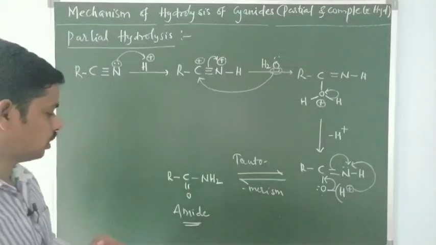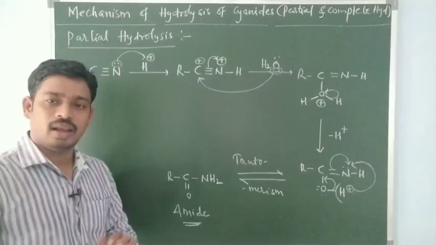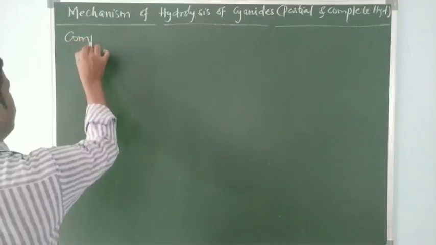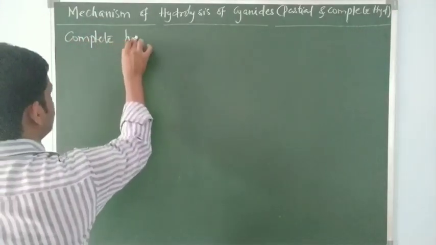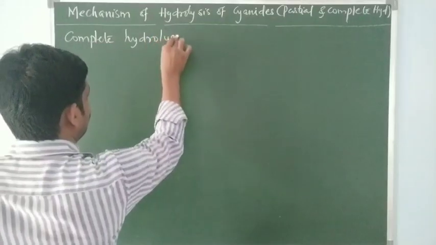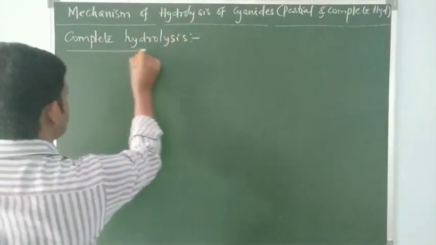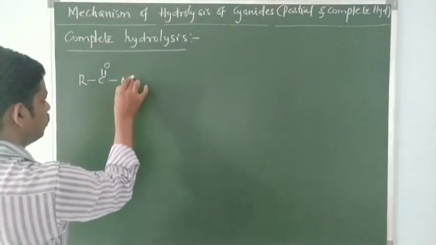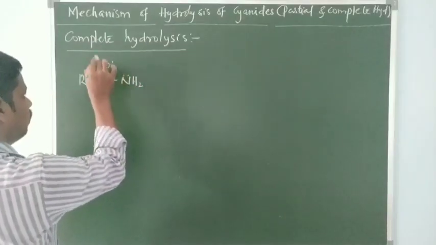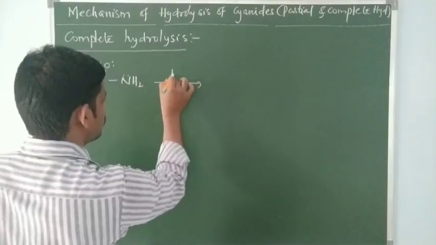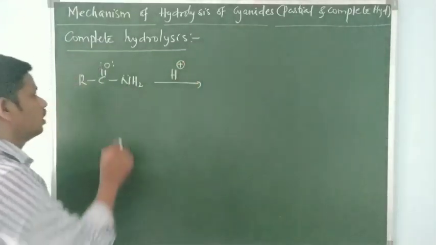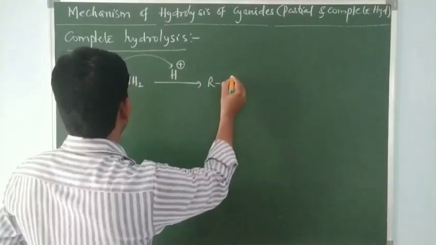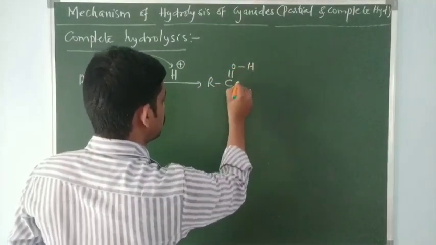In partial hydrolysis we know that amides are formed. Now let us see the mechanism of complete hydrolysis of cyanides. Whatever acid amide is formed in partial hydrolysis, that is RC double bond O NH2, this reaction is also taking place in the presence of acid. Oxygen donated electrons to this H plus, so that we get RC double bond OH NH2.